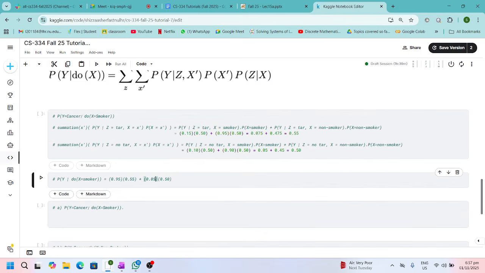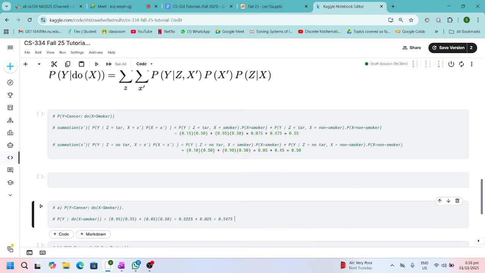We will multiply with this, which will give you 0.5225, okay, and 0.25, which is 0.5475. Very interesting. Let's copy this. This is our final solution over here.